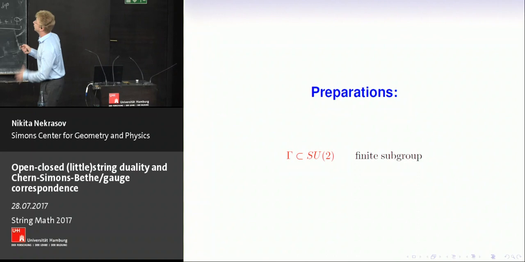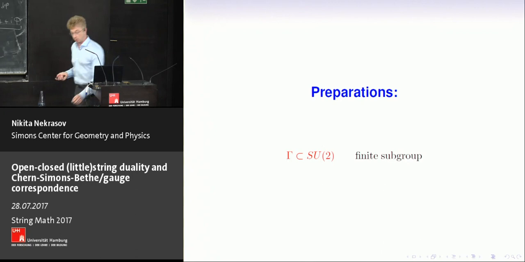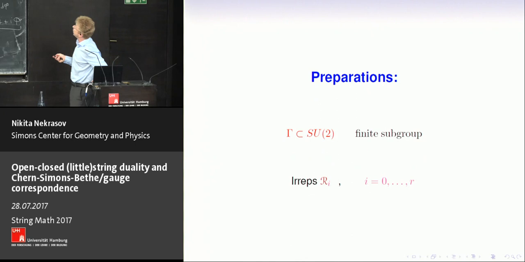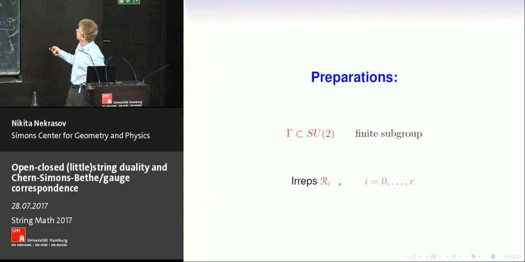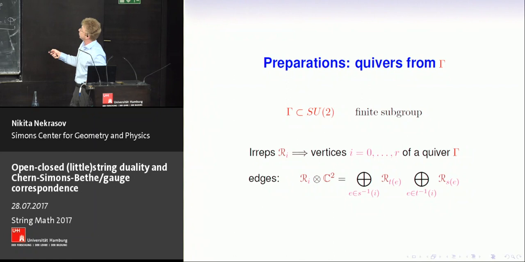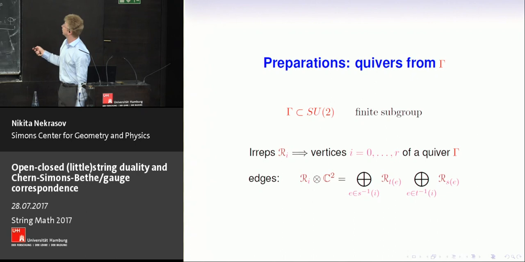So we'll pick a finite subgroup of the group SU(2). As you know, there's an ADE classification of such groups. It has a set of irreducible representations, R_i, labeled by some label i from 0 to r, where 0 corresponds to the trivial representation. Then there is a way to build a graph by taking the tensor product of an irrep with the two-dimensional defining representation of SU(2) restricted to the subgroup. Looking at the decomposition of the tensor product into irreducibles, you get a graph with vertices corresponding to irreps and edges connecting the representation and the representations which appear in the decomposition of the tensor product.